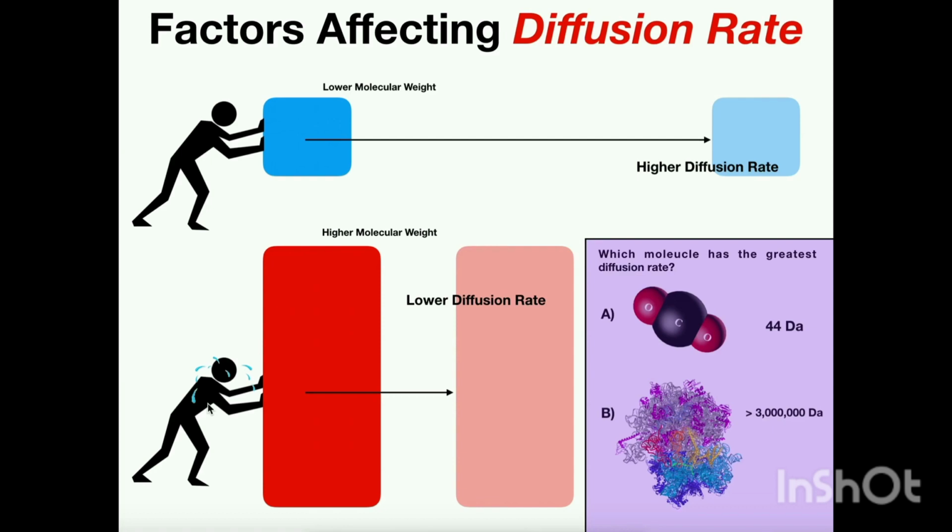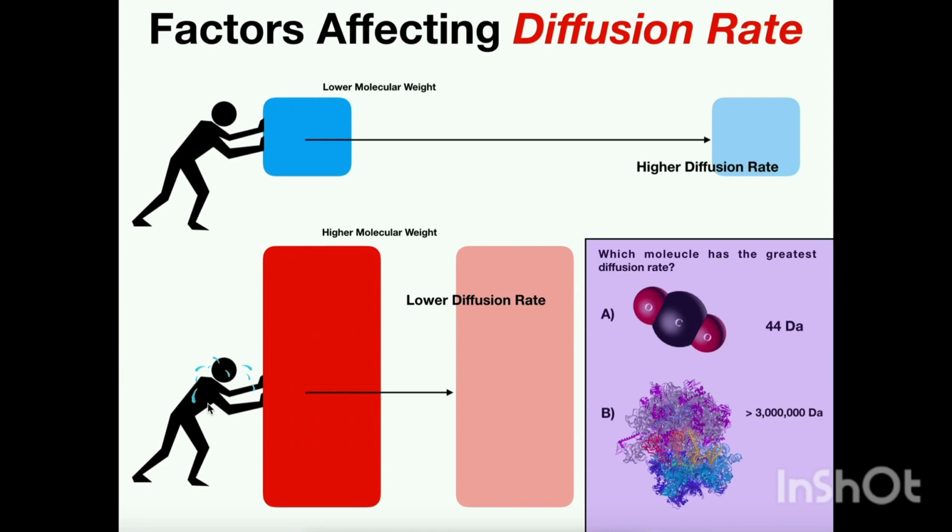And so when we talk about that diffusion rate, if the diffusion rate is higher, that movement of those particles is faster. If the diffusion rate is slower, then that movement of those particles from high to low concentration is slower. Okay? The first factor that we're going to talk about that affects diffusion rate is molecular weight. Okay, so molecular weight is basically a measure of the mass of a substance.